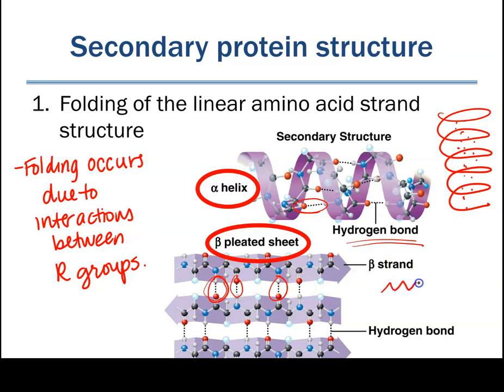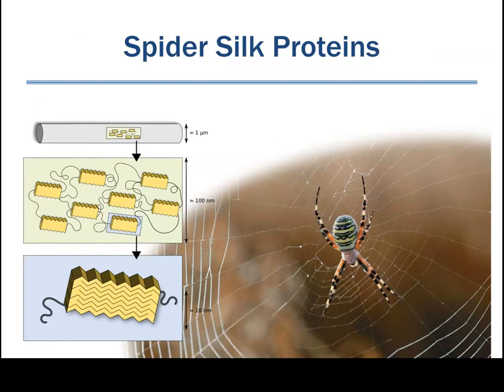If we were looking from the side, it would look something like this. So this is just a different direction. So as an example of a protein with a really unique secondary structure, we have spider silk proteins. Spider silk proteins are proteins that are really strong. They're very elastic.